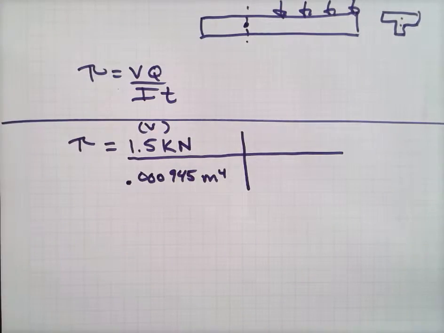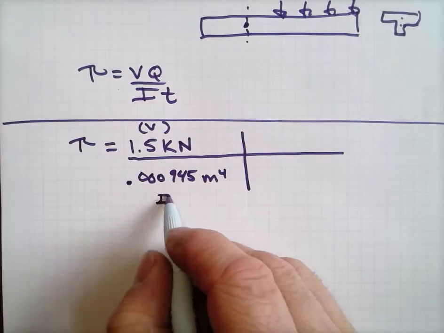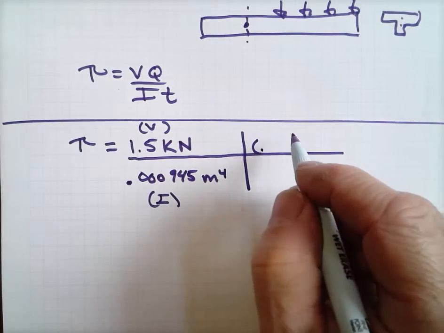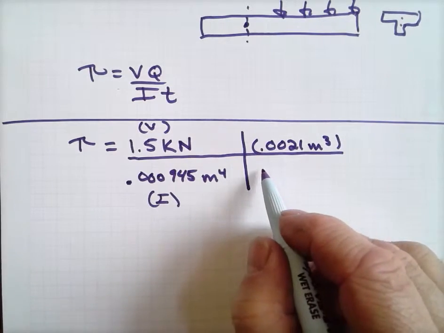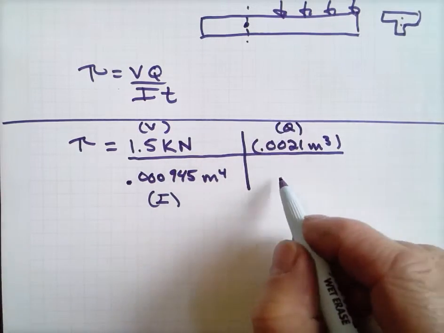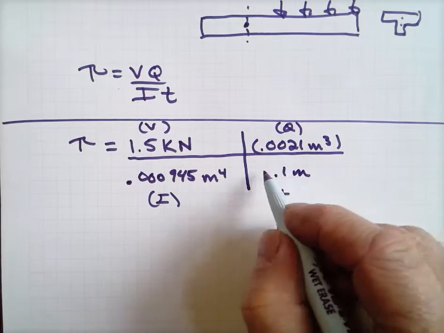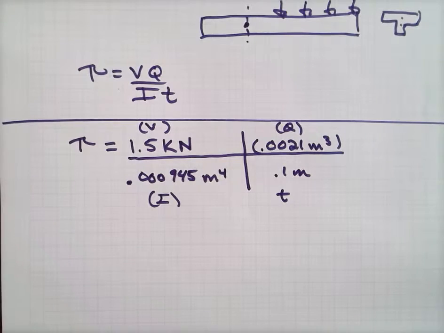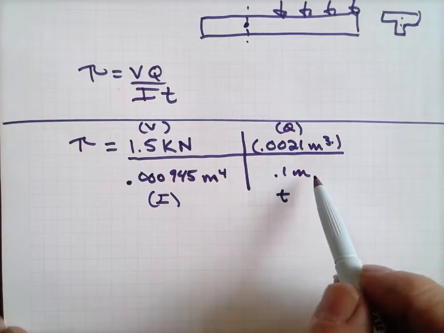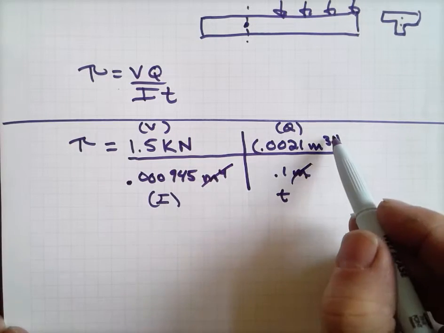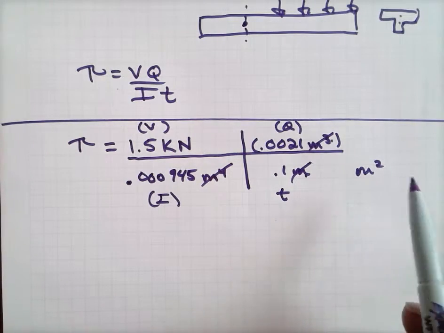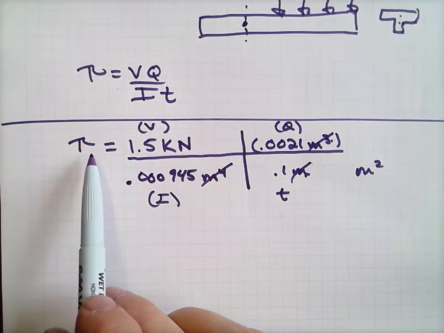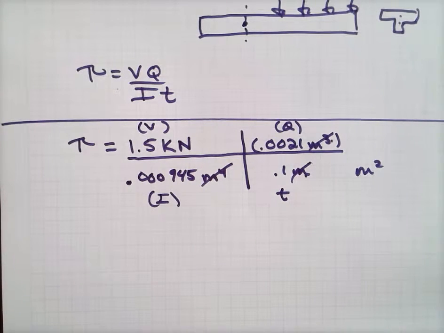So let's see, this is VQ over IT. Q was 0.0021 meters cubed, and T is 0.1 meters. Well, what happens to our units? Let's see, we've got meters cubed up top and meters to the fifth down below. That's going to leave us down below with a meter squared. We're going to have kilonewton per square meter. That's what we would expect for a stress, a force per unit area. Another name for a kilonewton per square meter would be a kilopascal.